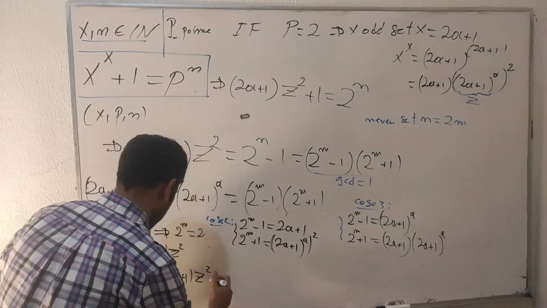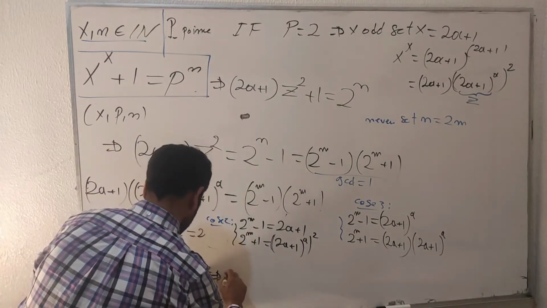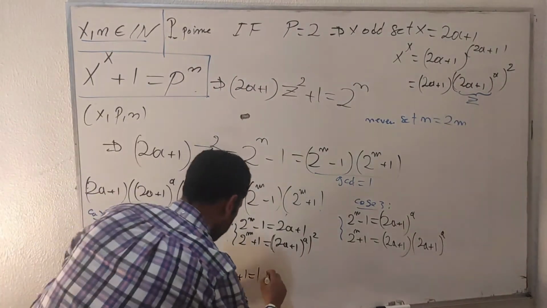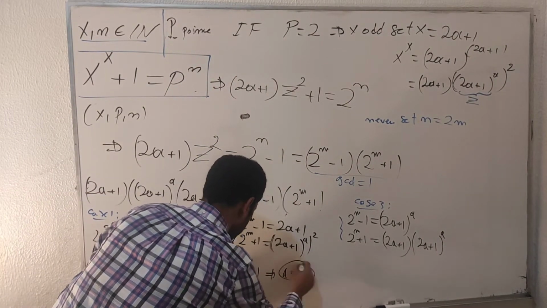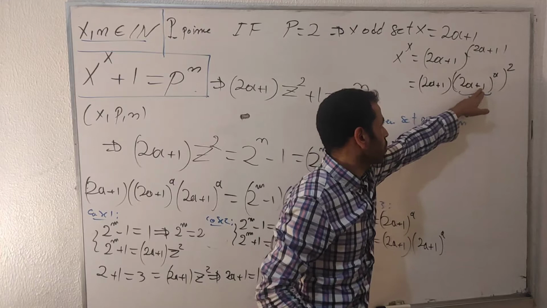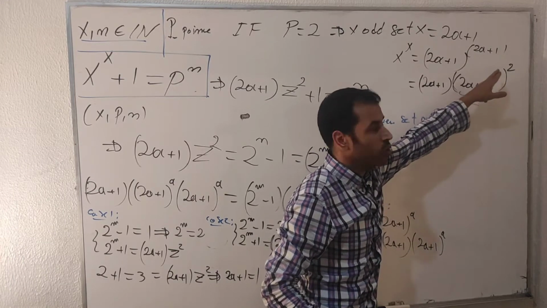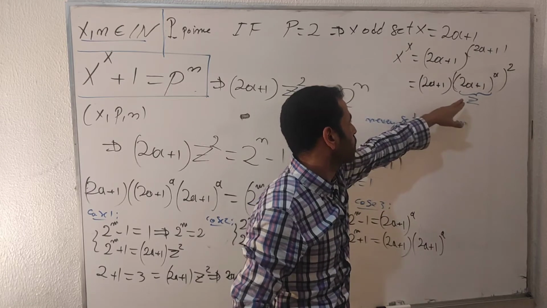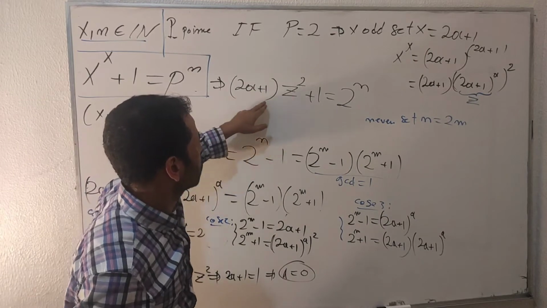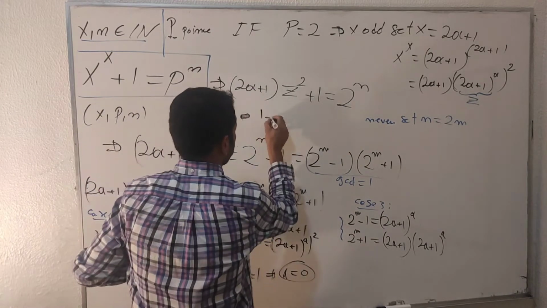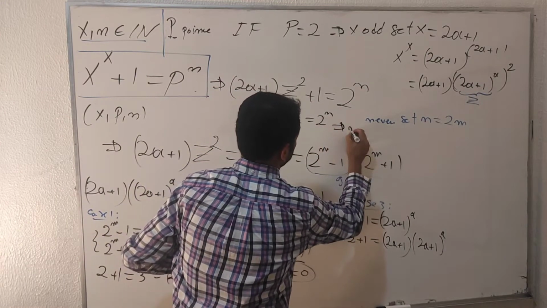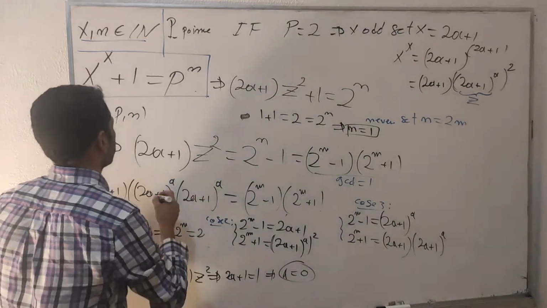So 2a plus 1 is going to take 1, which means a equals 0. Plug in a with 0 here: you get (0 plus 1) to the 0, which is 1, 1 squared, which is 1. So 1 is multiplied by 1, which is 1. Back to this one, you get the same thing, 1 here. You will have 1 plus 1, which is 2. 2 equals 2 to the n, which means n equals 1. So I have determined the first solution.